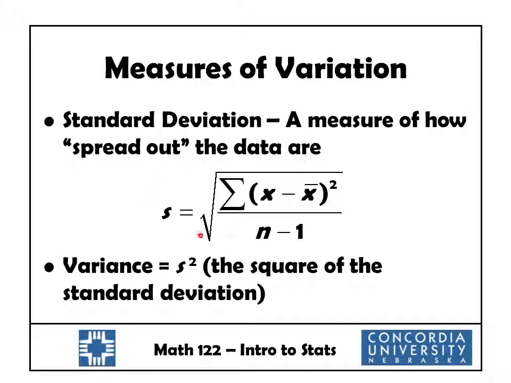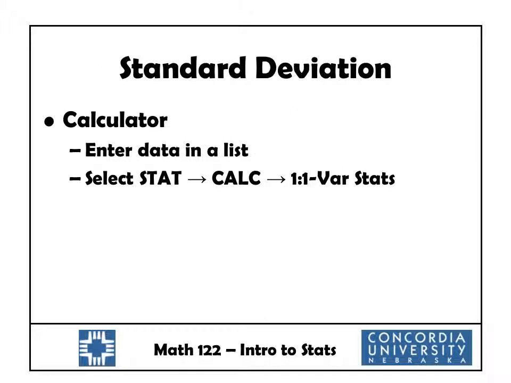Now, here was the formula, but we never really used that because we let the calculator do all the number crunching. The other measure of variation was called the variance, which we denoted by s squared, and the variance is simply the square of the standard deviation. And so to calculate the variance, you first calculate the standard deviation, and then you square it, and you're all done.